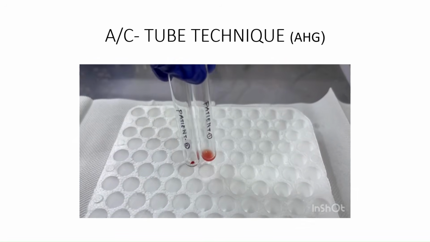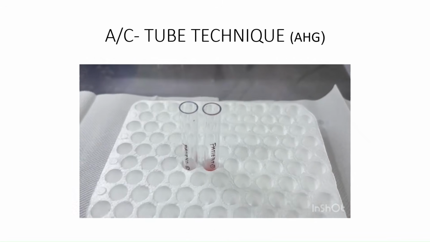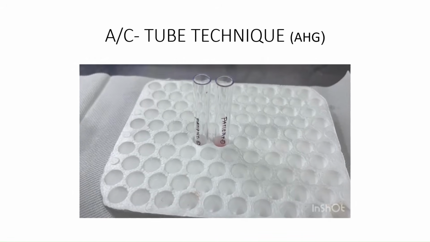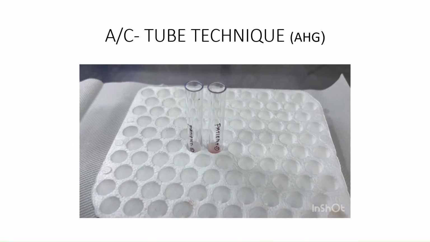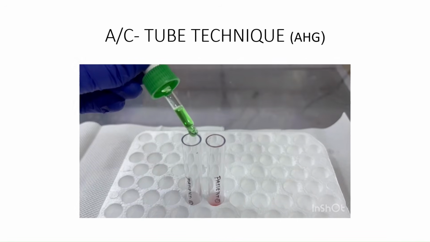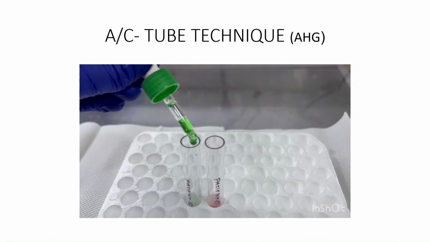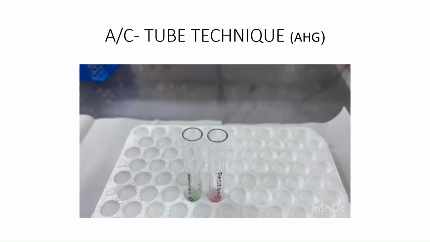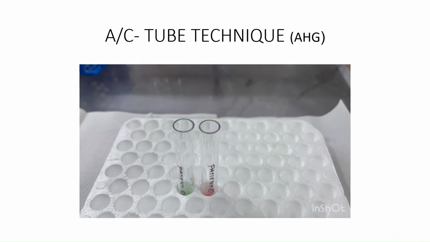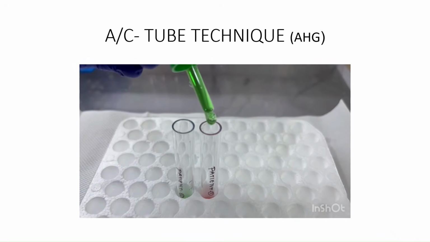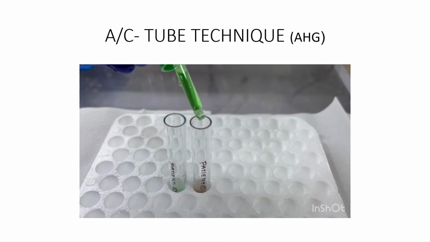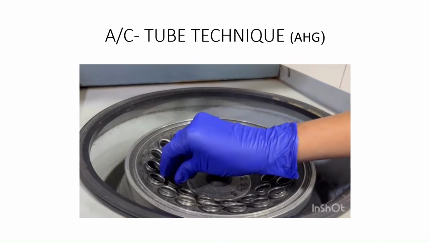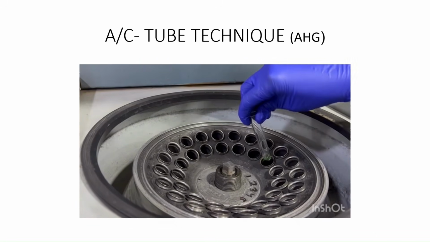Next, coming to AHG phase, here we will be adding 2 drops of anti-human globulin reagent into both the test tubes. This will help us to know whether any clinically significant IgG antibodies are present in the patient. So 2 drops of AHG is being added into both the test tubes. Gently mix both the test tubes, centrifuge and look for agglutination reaction.